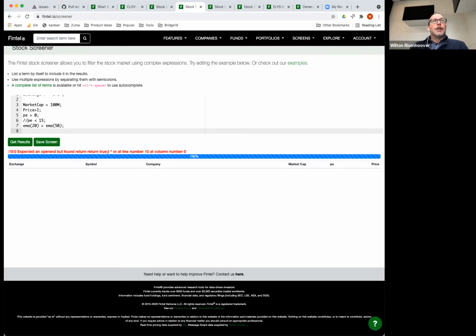And so you could include something like this, 20 days. And if you wanted to roll your own EMA, it's simple. You just change the number of days, right? You could also say something like this: price is greater than the EMA of 20 days. So that's pretty cool.